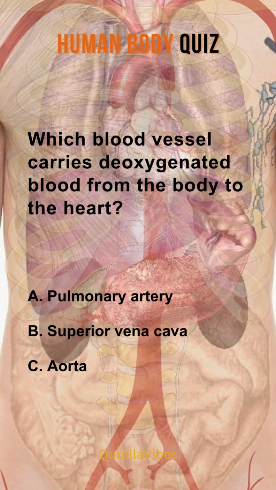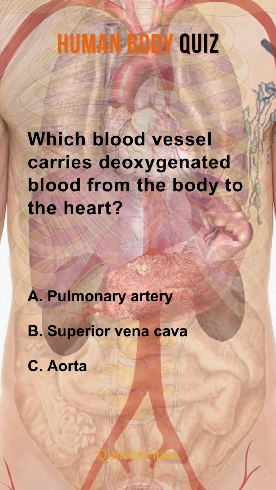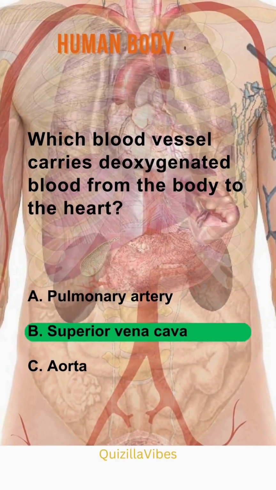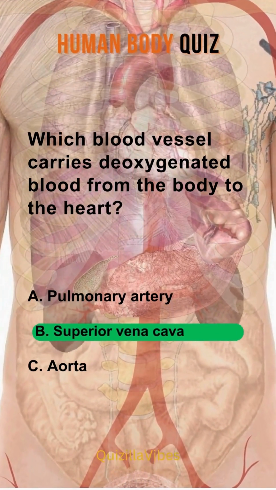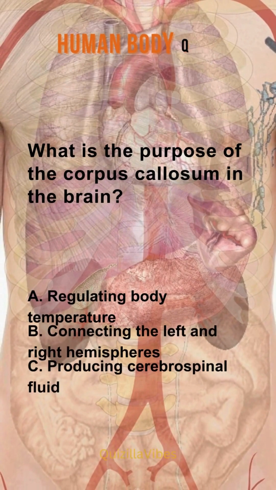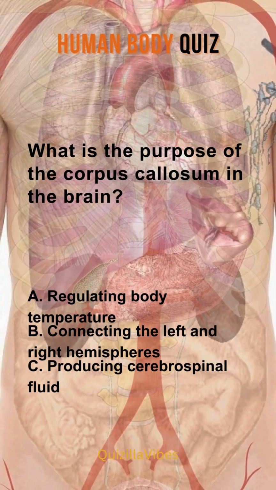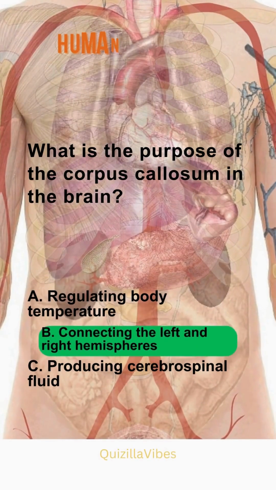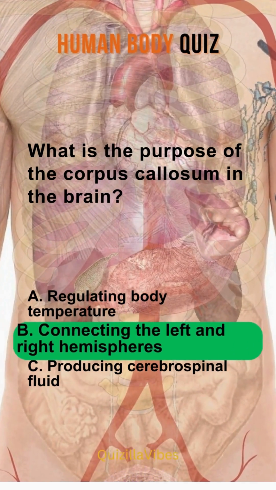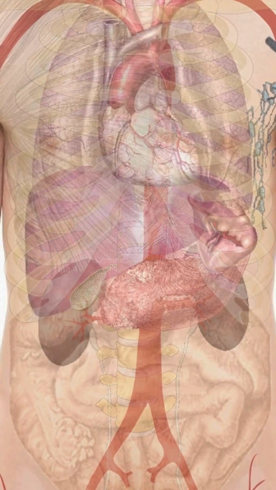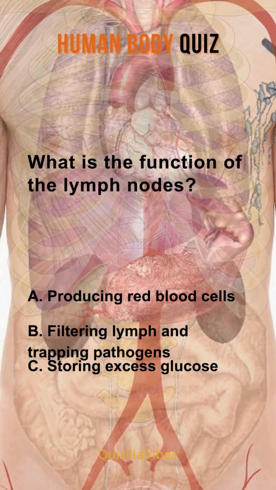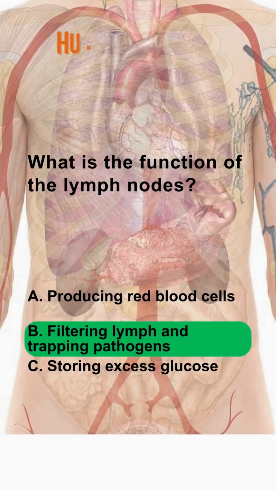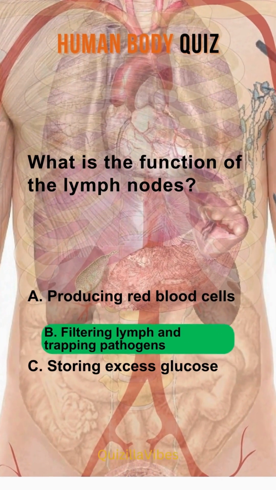Which blood vessel carries deoxygenated blood from the body to the heart? Superior vena cava. What is the purpose of the corpus callosum in the brain? Connecting the left and right hemispheres. What is the function of the lymph nodes? Filtering lymph and trapping pathogens.